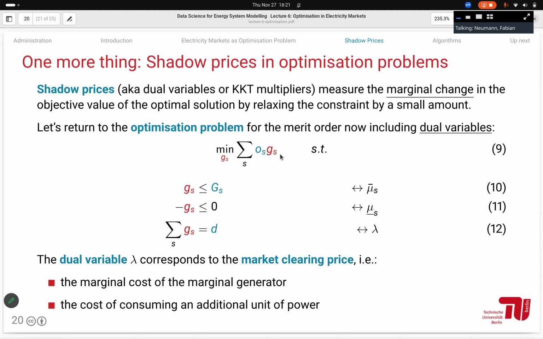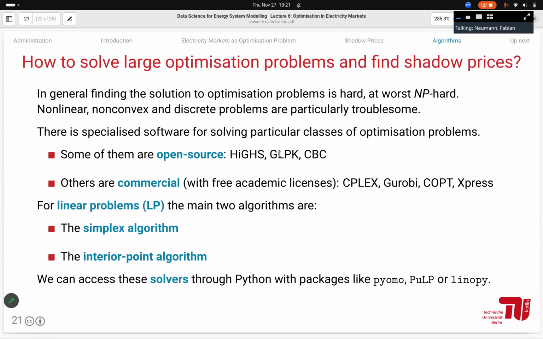So there are these algorithms, and there's software that allows you to solve larger optimization problems. Some of them are open source and freely available, like HiGHS, SCIP, or CBC. And there are others that are commercial. They often come with free academic licenses, and they're just significantly more performant. Examples here would be Gurobi, CPLEX, COPT, or Xpress.